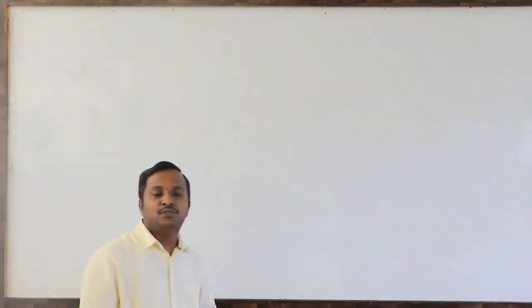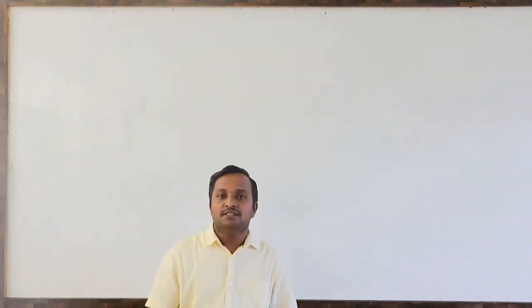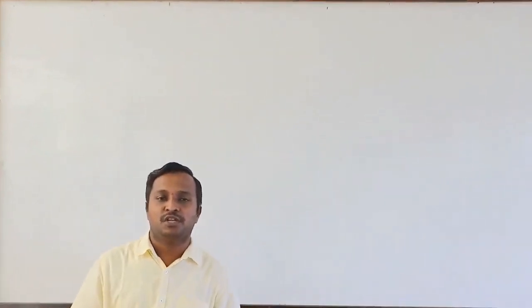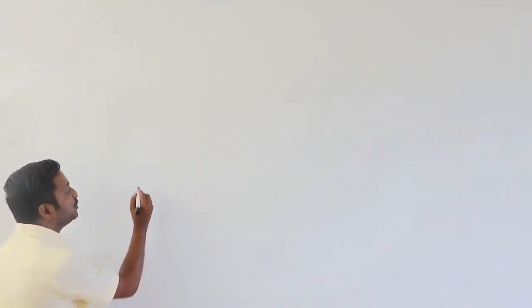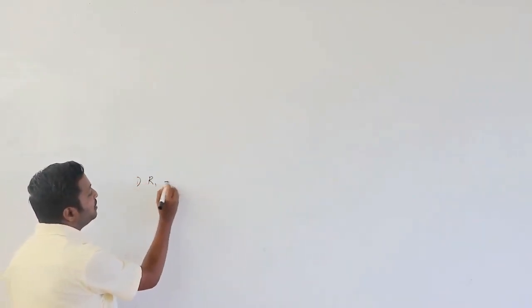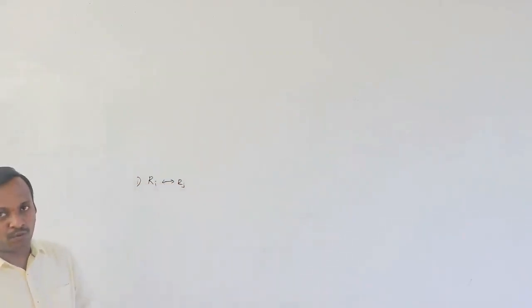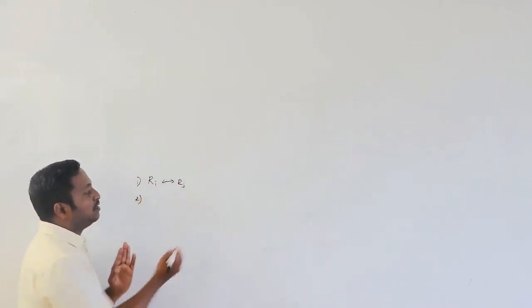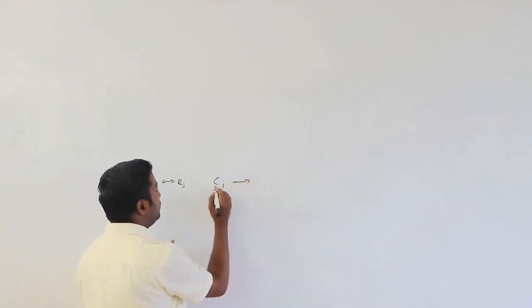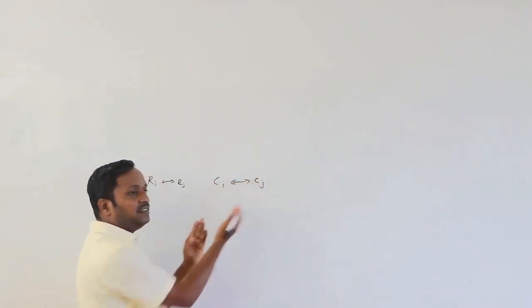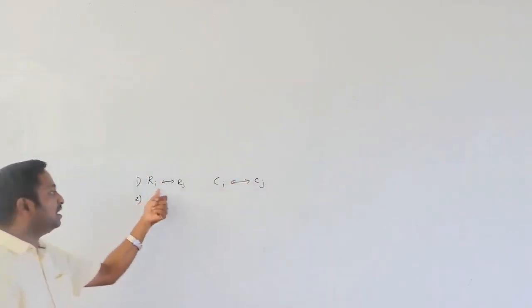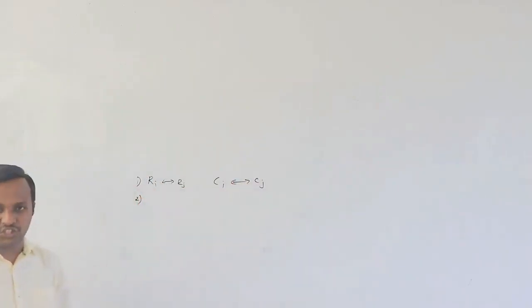Hello students. In the previous class we discussed elementary operations on a matrix, or transformation of a matrix. There are three operations we discussed. First operation is that we can interchange any row with another row, or column. Ci interchange with Cj means the ith and jth columns can be interchanged, and the ith and jth rows can be interchanged.